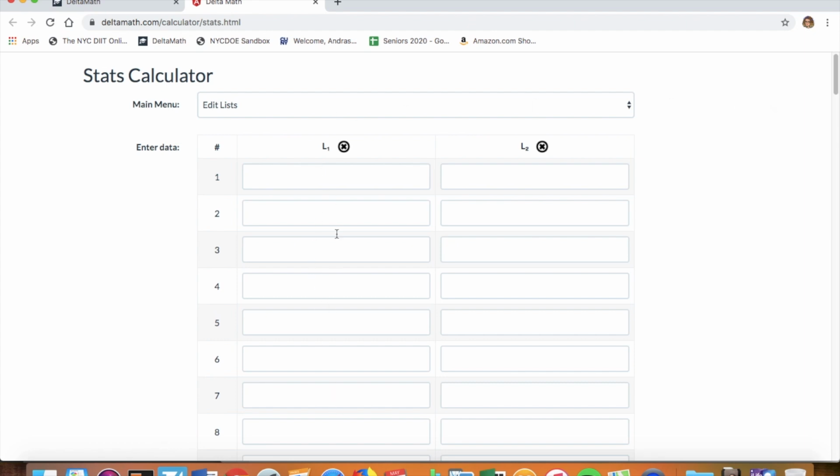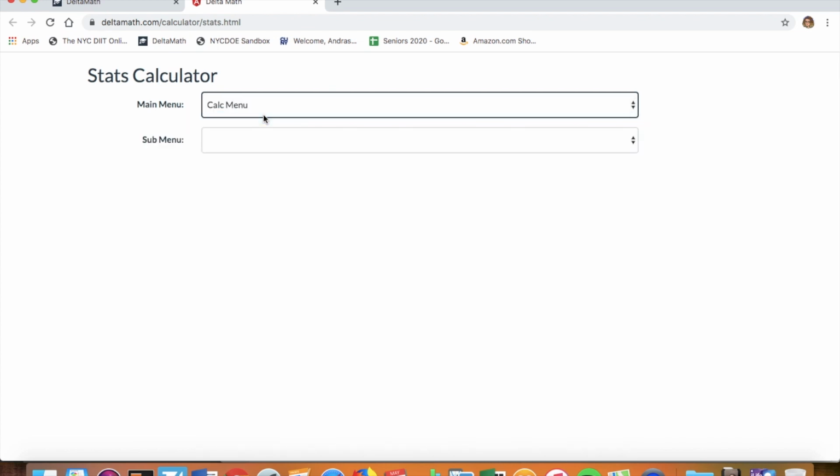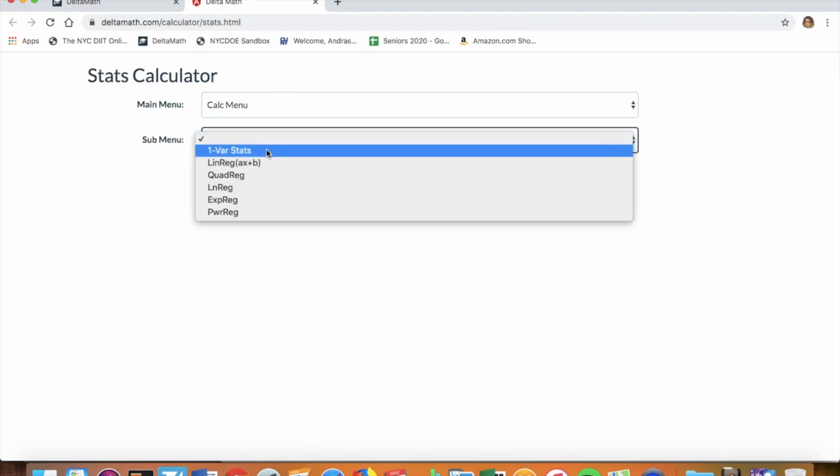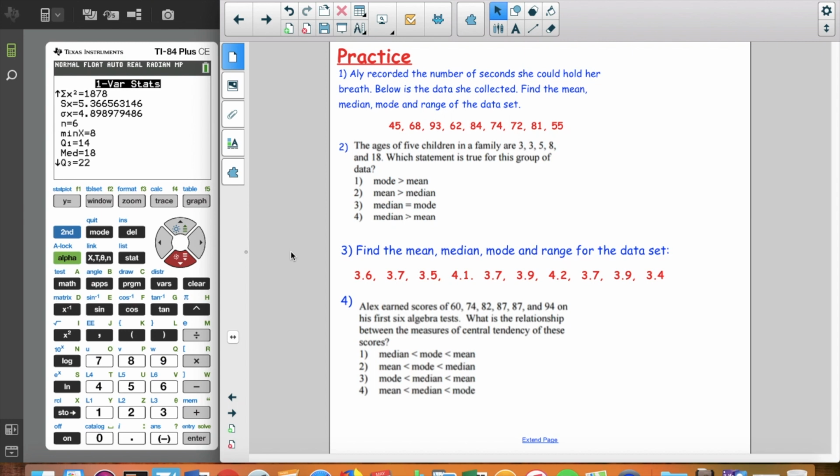So you're going to type your data into L1. You're going to go up to Edit Lists, and then go to Calc Menu. On Sub Menu, you are going to press 1 var stats, and then you're going to press Calculate once you're done. I don't have any values in there, so nothing's going to show up, but that's how you use the Delta Math calculator.